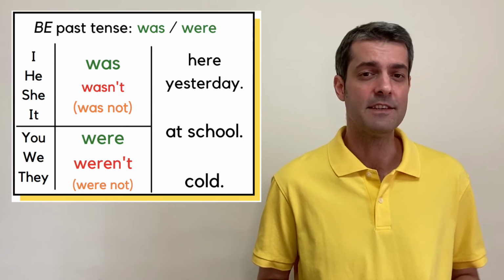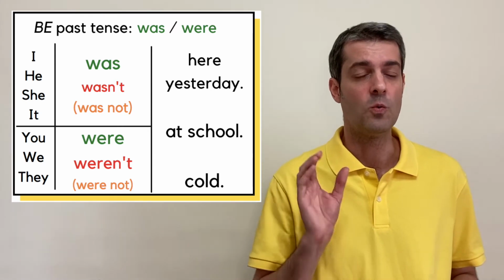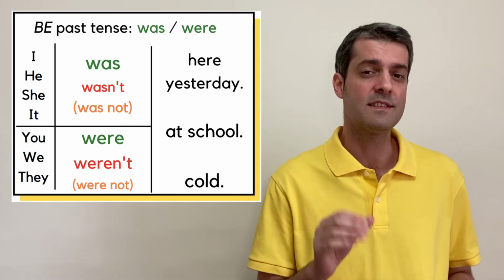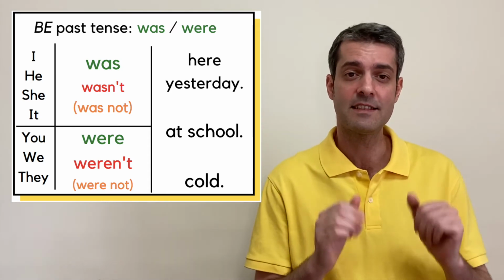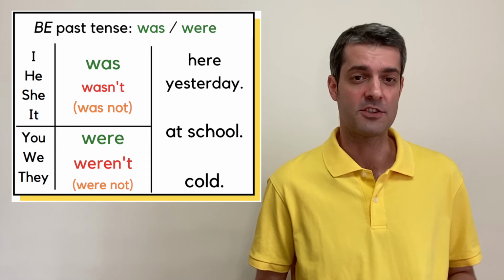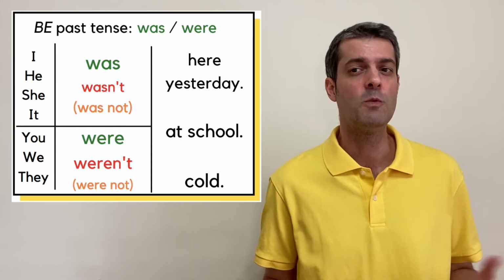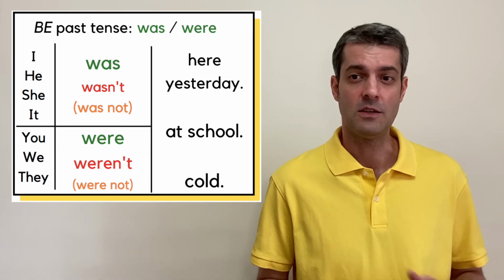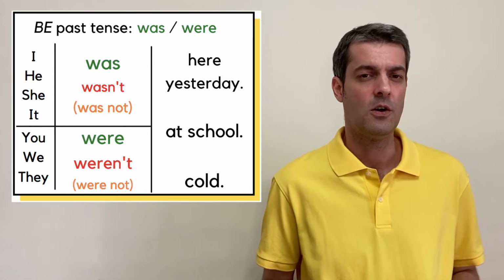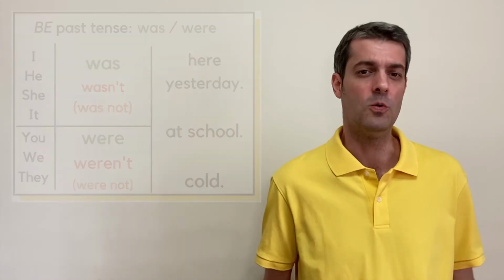To create a negative sentence, we can have wasn't or weren't. Wasn't is a contraction of was and not, and weren't is a contraction of were and not. We might say, she wasn't here yesterday, or they weren't cold.